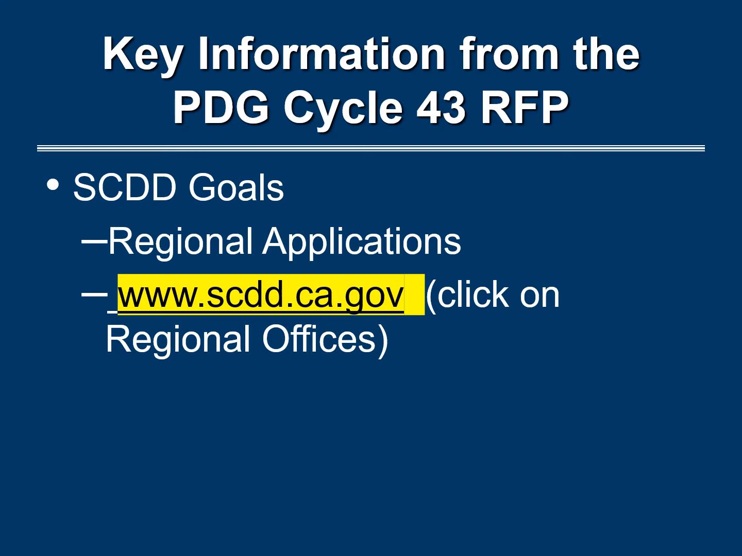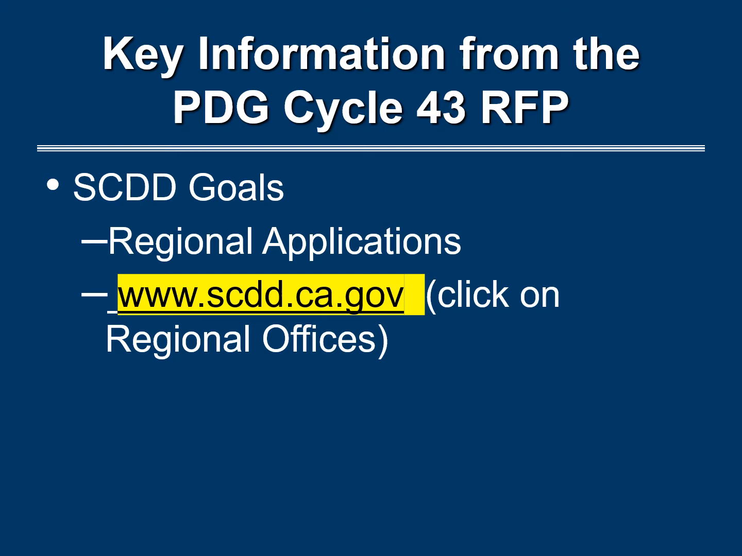The State Council has 6 goal areas: self-advocacy, employment, housing, health and safety, early intervention, education, transition and post-secondary education, and formal and informal community supports. However, this RFP is based on regional goals and objectives.